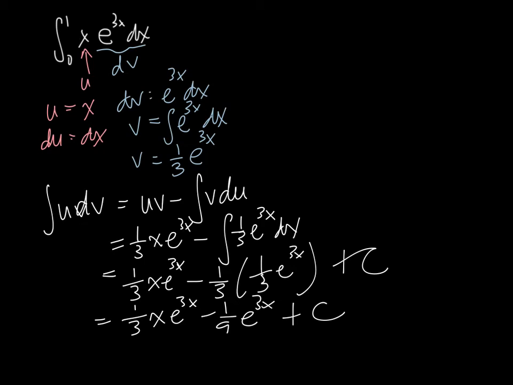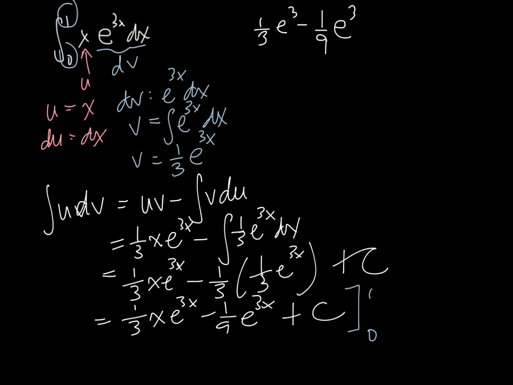But remember, the original problem had limits of integration, right? So we could go ahead and plug those in. So we have from 0 to 1. So I'm going to do that up at the top of the page. So plugging in 1, I get 1/3 times 1 times e to the 3 times 1. So that's 1/3 e cubed minus 1/9 e to the 3 times 1. So that's e cubed.